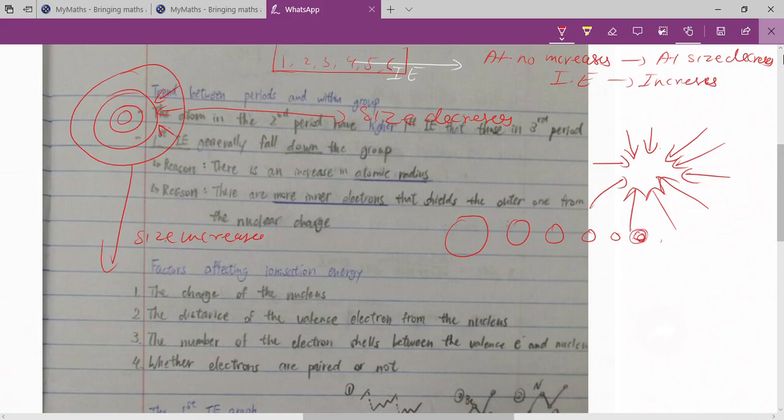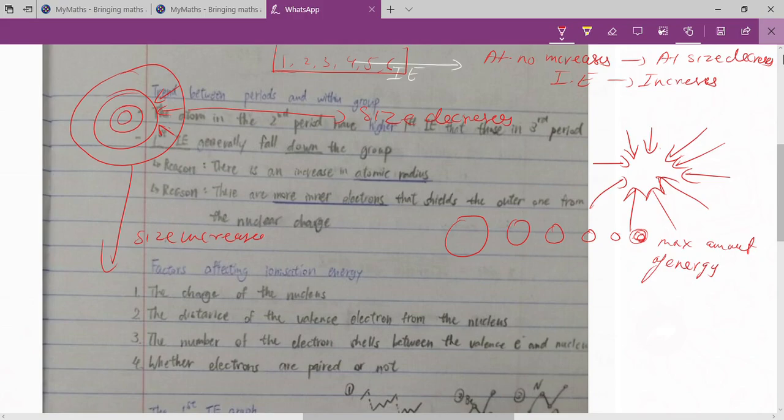So the maximum amount of energy is required to remove the electron in that case. Clear? Yes, this one's pretty clear.